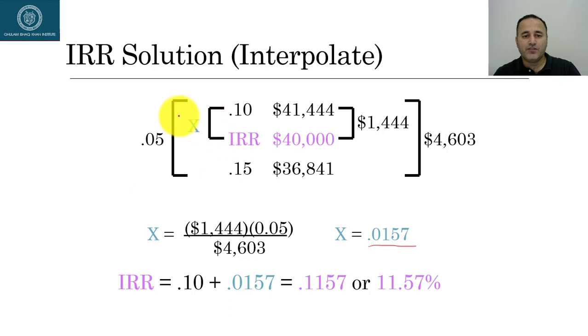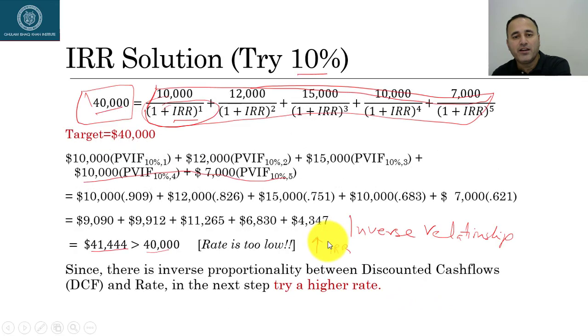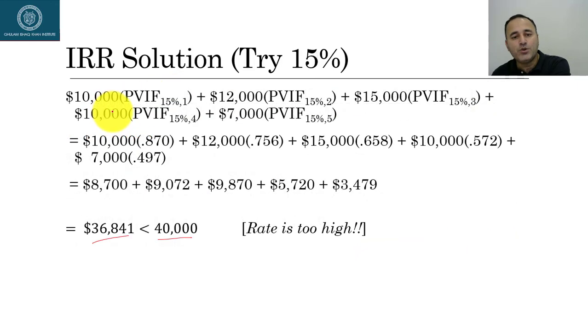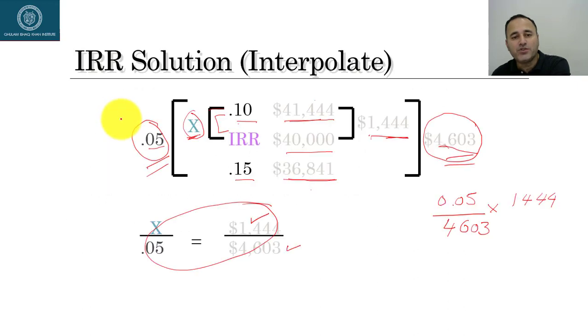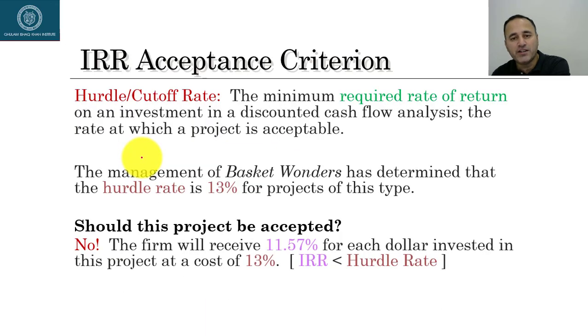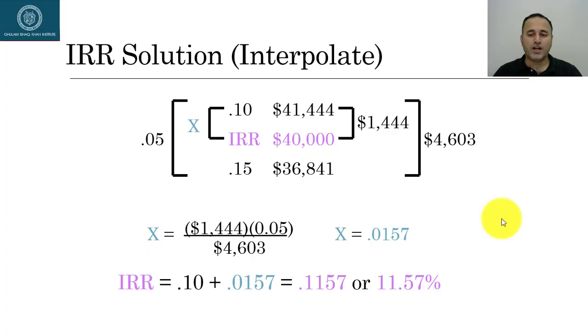So this is 0.0157. So I have to add it to 10%. So my IRR is actually 10% plus 0.0157, which is 0.1157 or 11.57%. So what it really means is that if I plug in IRR as 11.57%, it will equate all my cash inflows with the initial cash outlay. And since I told you in one of my lectures that interpolation actually is an approximation, it may be a little bit different. It's an approximation, it's not an exact number. So the IRR of this simple project is actually 11.57.